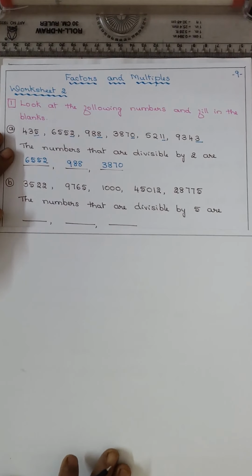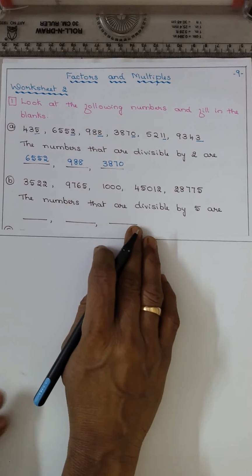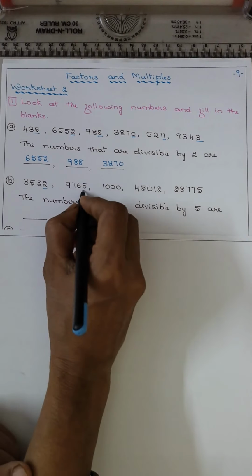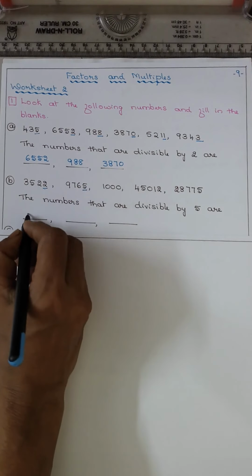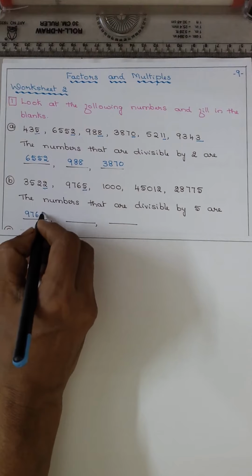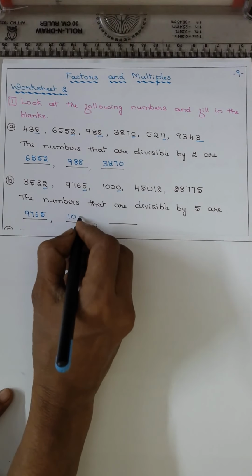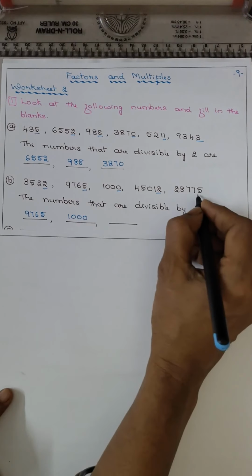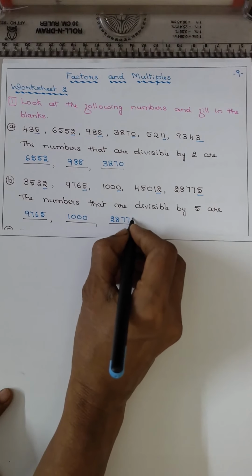Now the next question, it is the numbers that are divisible by 5. What is the rule for 5? The number should end with 5 or 0. This is not possible. This is yes. 9765. Ending with 0, 1000. Ending with 2, no. Ending with 5, yes. 28775.